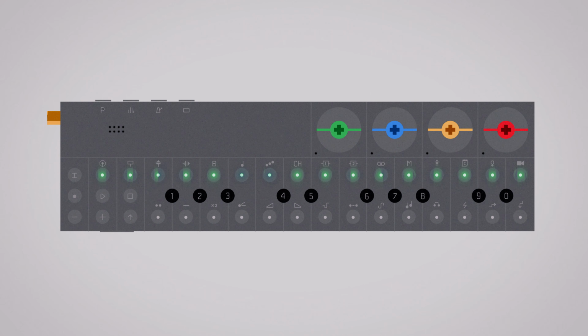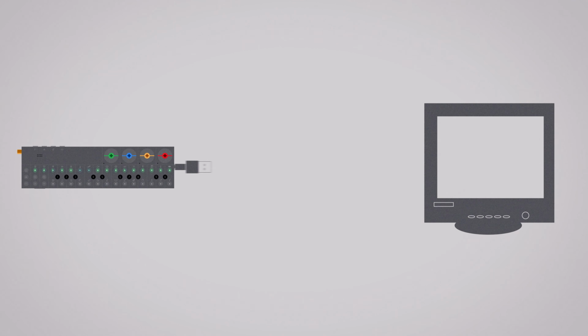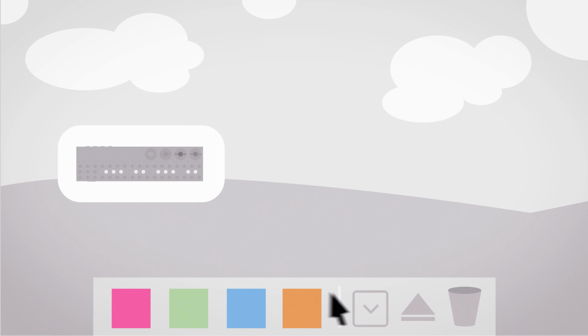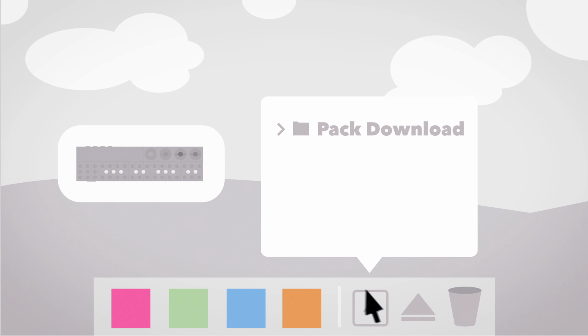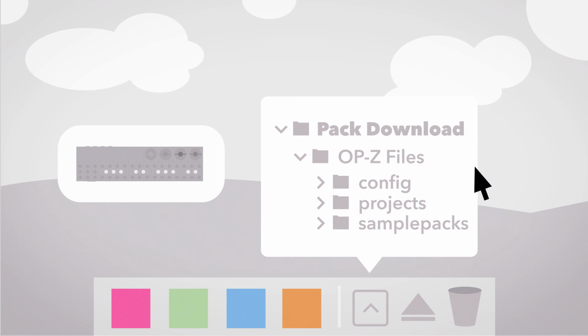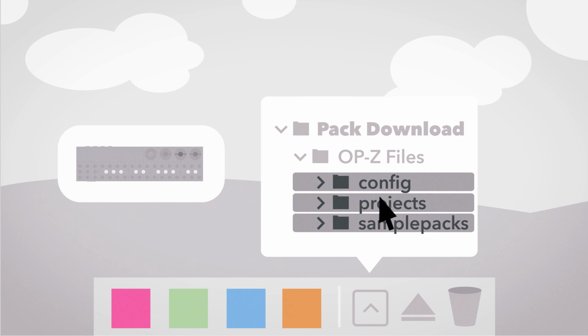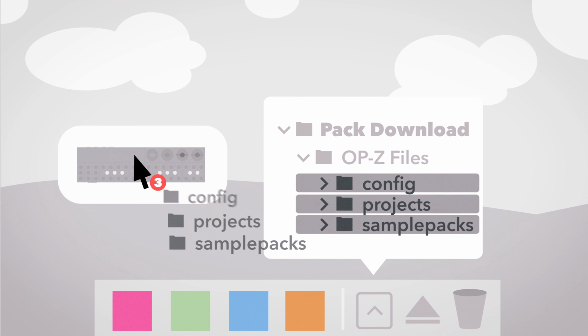the device. Next, connect it to your computer via USB. Once connected, it will show up in the computer as an external USB disk. Now, in your download from opzpacks.com, open the folder named OPZ Files. Drag and drop all of the folders within the OPZ Files folder onto the OPZ disk.